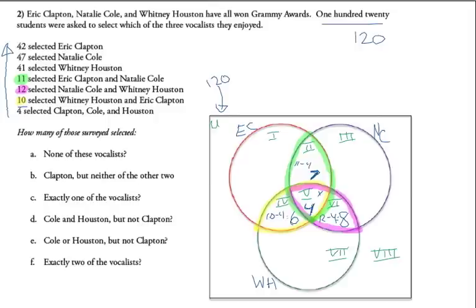Okay, so that was very similar to what we had just done. It's going to get a little more complicated now with our next set. So it says 41 selected Whitney Houston. So what that means is in the Whitney Houston circle, we need to have 41 people represented. Now we already have 3 regions here of people being represented. So we already have 6, 4, and 8. So that makes a total of 18 people. So if we already have 18 and we need 41, we're going to do 41 minus 18.